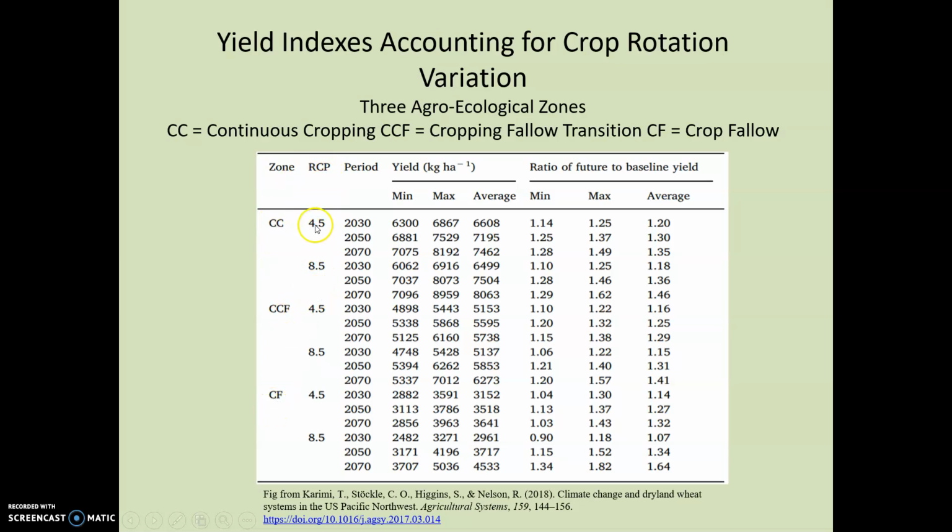RCP scenario on the right, 4.5, 8.5, and then your years, and then projected yield, ratio of future to baseline yield. Usually the baseline yields in these are like 1970 to 2010 or something like that. So you can look at this chart and predict what kind of methods you use, how it's going to impact. If we look, we have a 1.4 max with an 8.5 RCP scenario and a crop fallow transition zone.